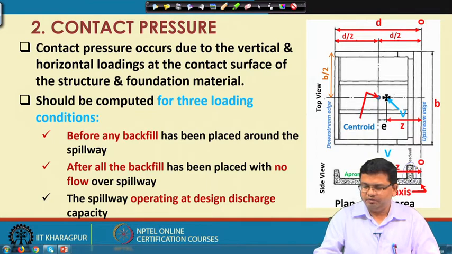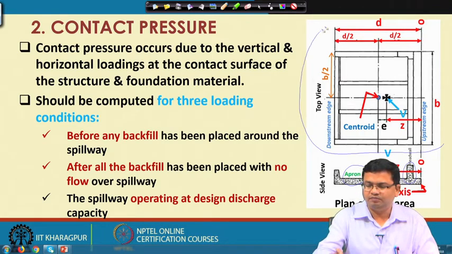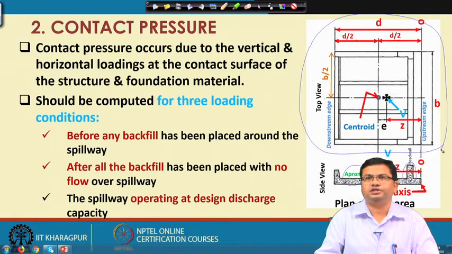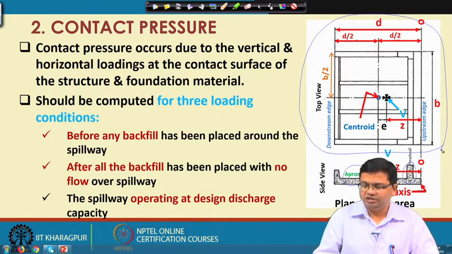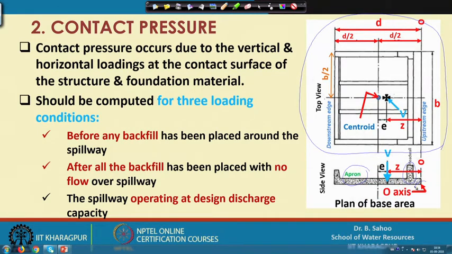This is the head wall and this is my apron section, and the whole figure on the top shows the plan of the base area. Here I am choosing the axis, the O axis, just at the bottom corner of this upstream part. So, this is my upstream edge and my axis is OO. It is assumed that the whole structure is almost rectangular.